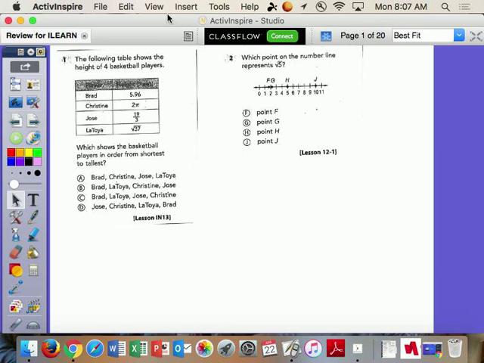Alrighty, so in front of you, you should have a packet, and at the very top left, you should see the same problem that you see in the top left here. We're looking at 4 basketball players. These are their heights. We want to put them in order from shortest to tallest.